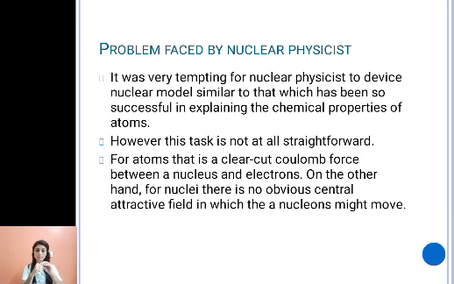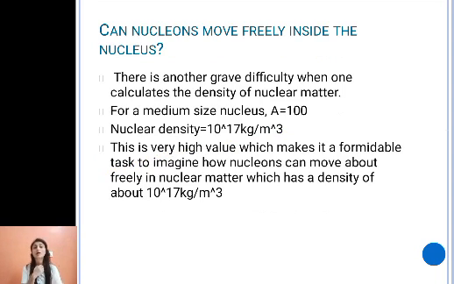So we have a compact nucleus, and electrons have larger space to move in the orbit around the nucleus. But that is not true in the case of nucleons, which are compactly packed inside the nucleus. Now the question was, can nucleons move freely inside the nucleus? There is another grave difficulty when one calculates the density of nuclear matter.